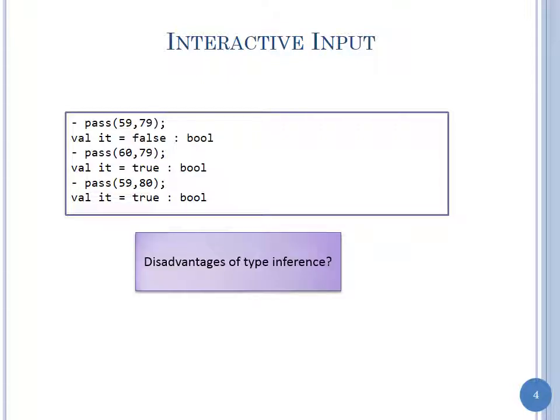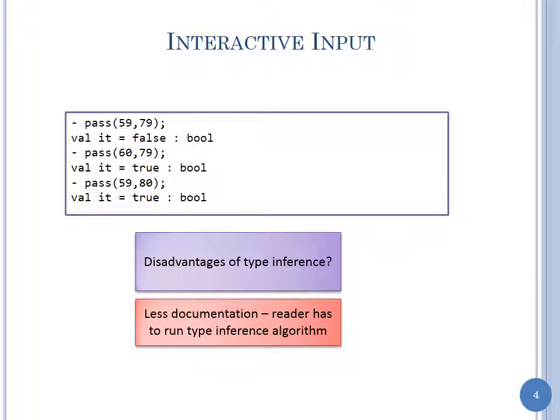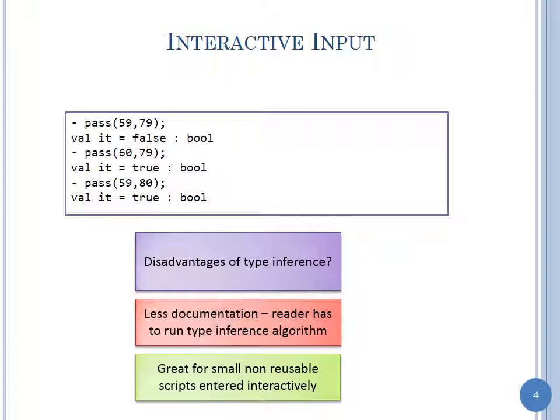So can you guys see a disadvantage of type inference? Yeah. It would be more confusing to read the code. So you as a programmer have to go and figure out what the person did. Okay, when you evaluate it, of course, the interpreter will tell you what happened. But at declaring time, you provided less information. So there's a possibility of that problem. But it's great for small, non-reusable scripts that are written interactively, where you get the benefit of type checking, and you don't have to type a lot. Okay.